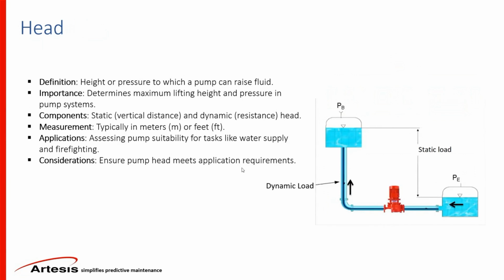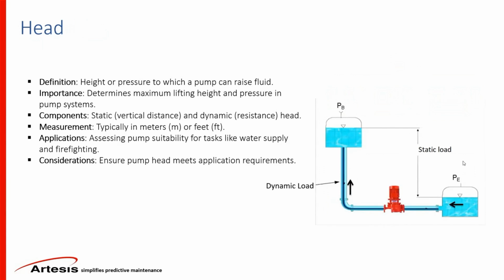So, there are two components of the head. One would be the static head, which is the vertical distance from the pump's inlet to the highest point of discharge, as you can see here. The second one is the dynamic head. This is the resistance encountered by the fluid during flow, including friction losses and elevation changes.